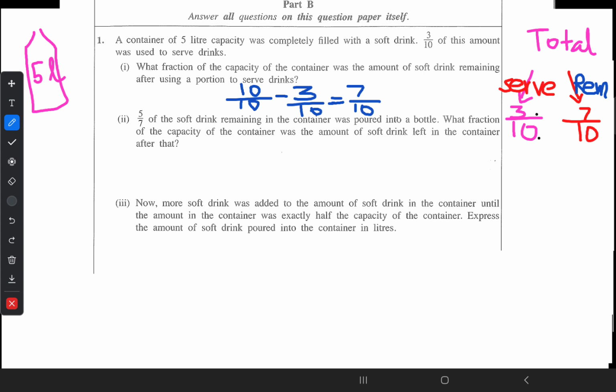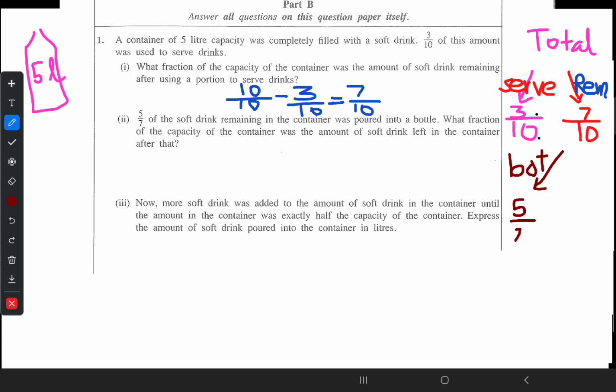Then, furthermore, there is a division. Let's read. 5 upon 7 of the soft drink remaining in the container was poured into a bottle. Okay, from the remaining, 5 upon 7 was poured into a bottle. This portion belongs to a bottle.